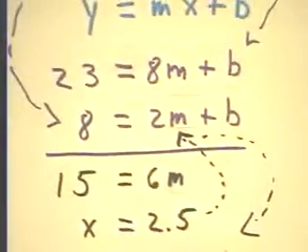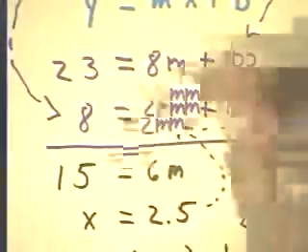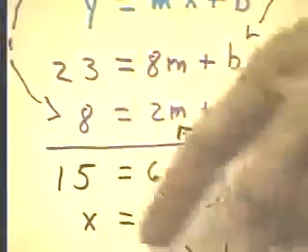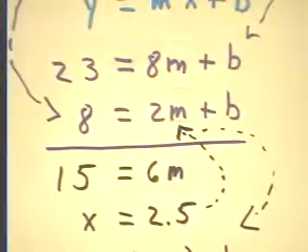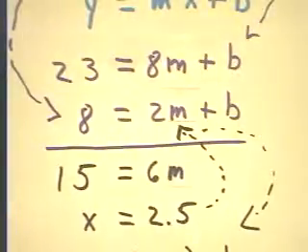When we solve for m, we get, that should read m equals 2.5, not x equals 2.5. That's an error, so make yourself a note. That should be m equals 2.5. It's going to show up in your notes also, the notes that have been posted on the internet.